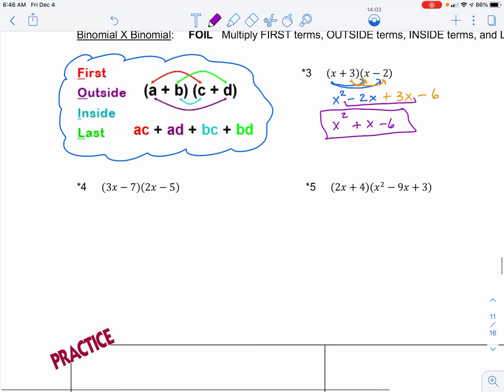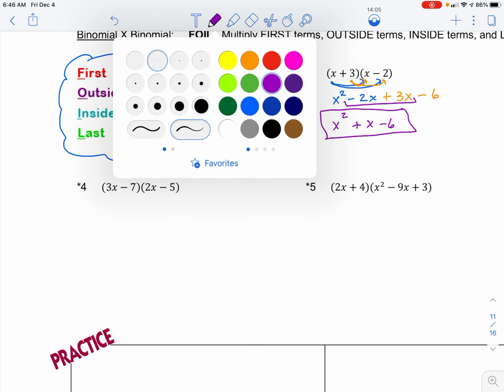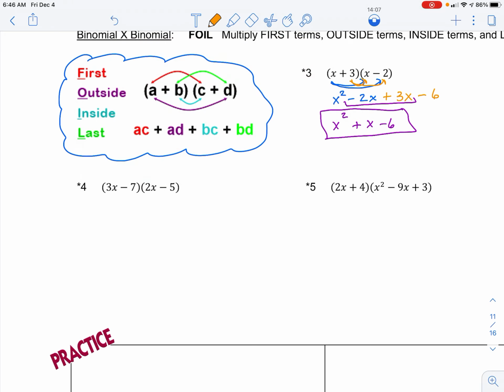Let's try number 4. It's the same type of a problem. Again, I'll change up my color so you can follow what I'm doing. And you can try it. If you want to pause the video and try number 4 on your own and see if you come back with the same answer I do, you are welcome to do that. I'm going to go ahead and continue on. So I have my first terms, which are 3x times 2x. I'm going to have 6x squared.